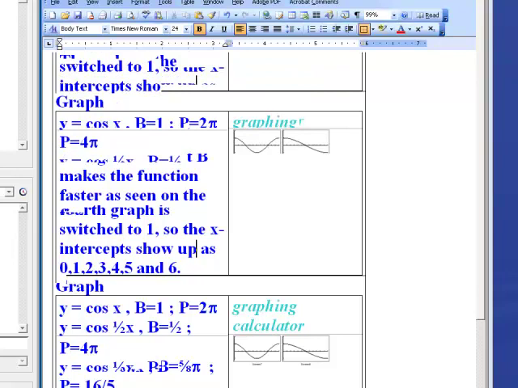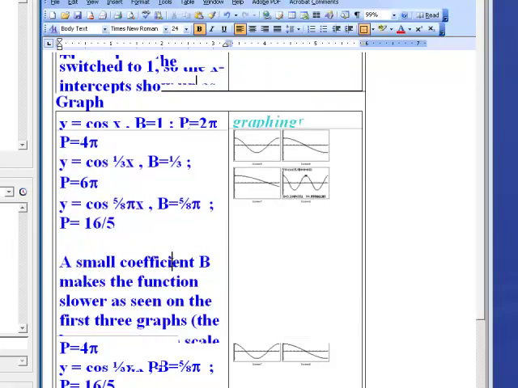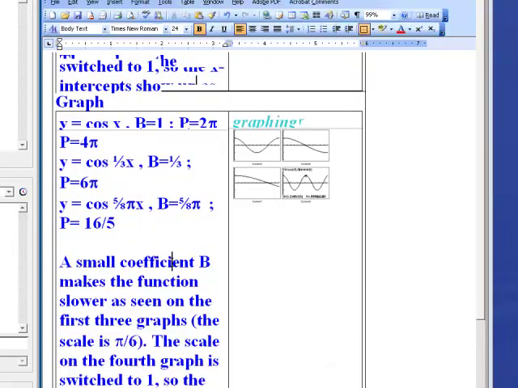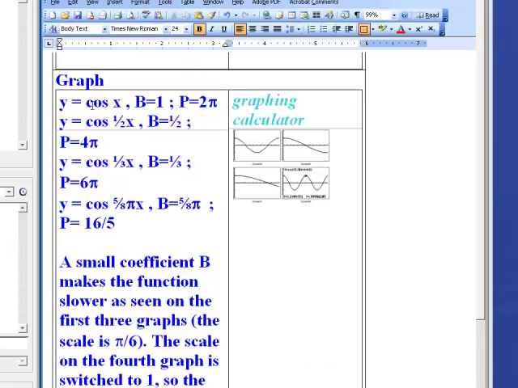Of course, we would expect that now the graph is going to be drawn out. So I'm going to do as follows: cosine of x, cosine 1/2 x, which gives us a b of 1/2. And then we divide 1/2 into 2 pi. So we have p equals 2 pi divided by 1/2, which is 4 pi.